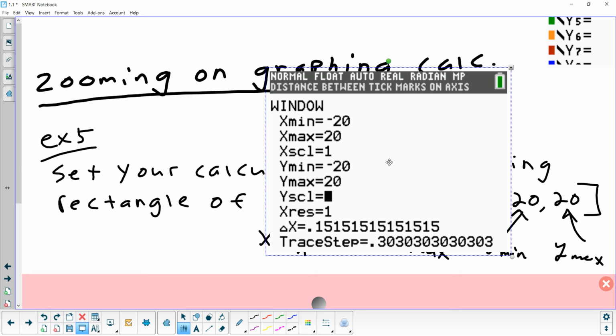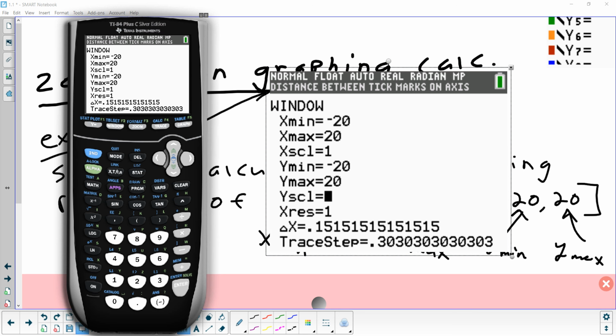And I never really noticed it, I guess I didn't pay attention to it, but there's actually a little description right here that tells you what each one does. So I'm highlighted on Y scale, and if you're wondering what Y scale does, it tells you up at the top the distance between the tick marks on the axis. So it changes how often you see a tick mark. If you want to see a tick mark every 1 unit, or every 2 units, how often do you want to see tick marks on your screen? So it's kind of handy. It doesn't do that for the X min and the X max. I guess that's self-explanatory.